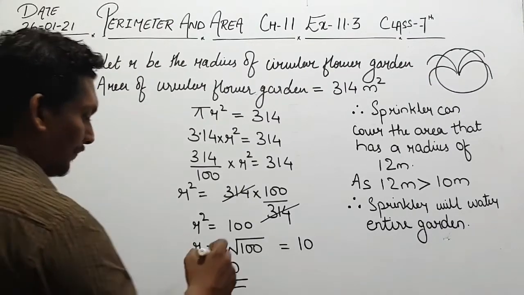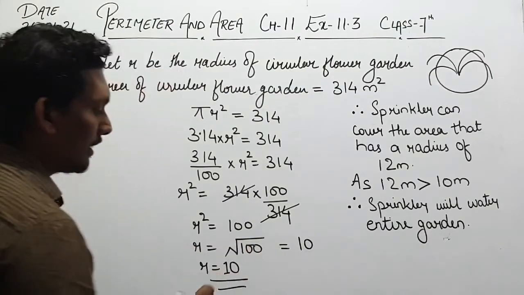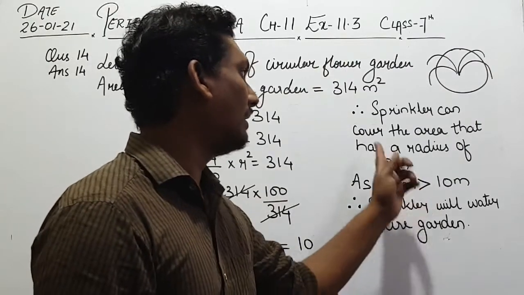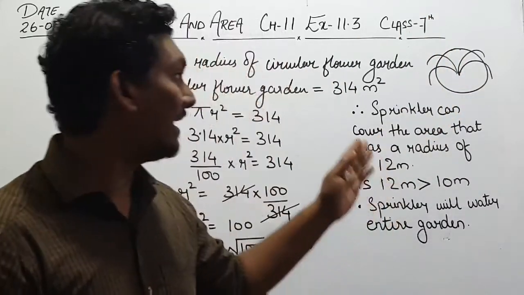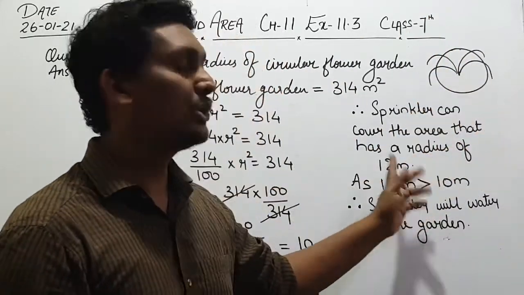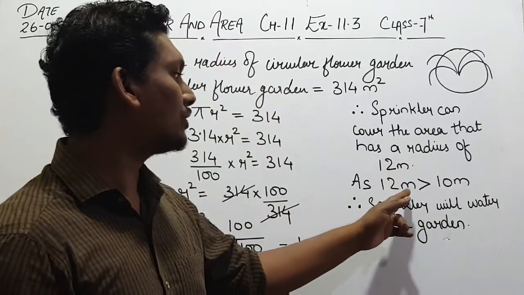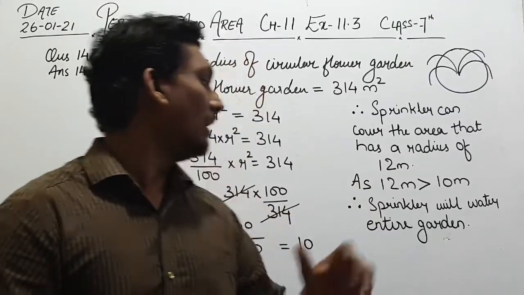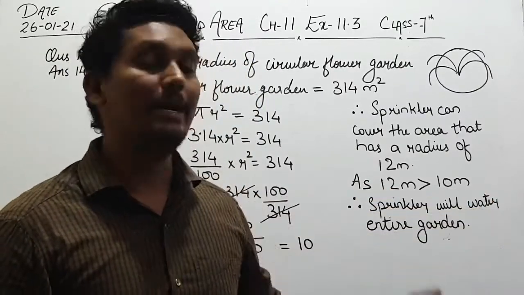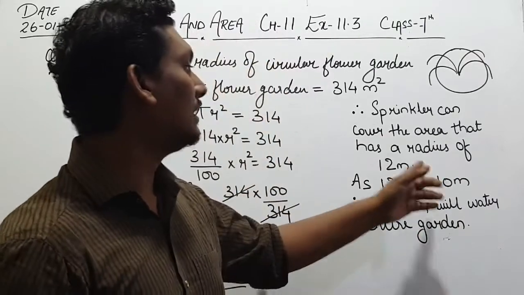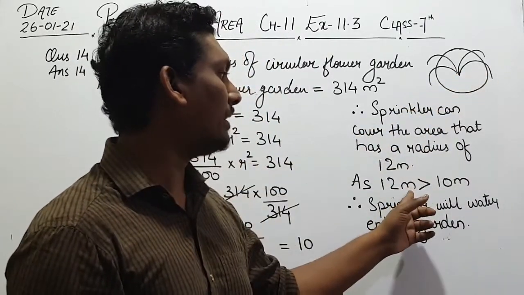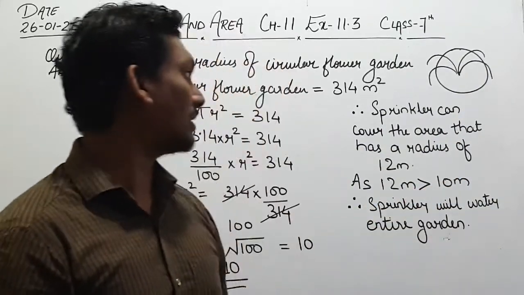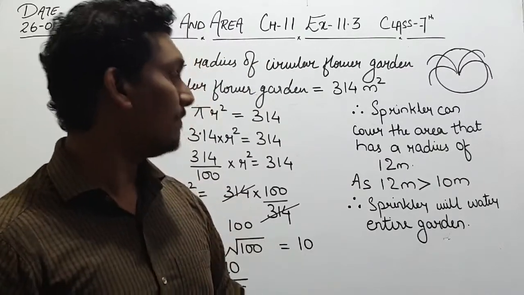According to this, we got the radius 10, but in the question it is given that the sprinkler can cover a radius up to 12 meter. Since 12 meter is greater than 10 meter, the sprinkler will water the entire garden. Why? Because the capacity of the sprinkler is 12 meter and we are having 10 meter. So the sprinkler will water the entire garden.